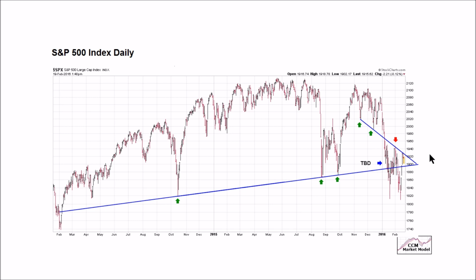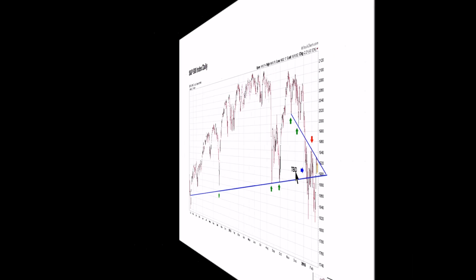So if you're a bull, a good step is to get to this side of the blue line. If you're a bear, you'd prefer to get to this side of this line here, and thus the to be determined.